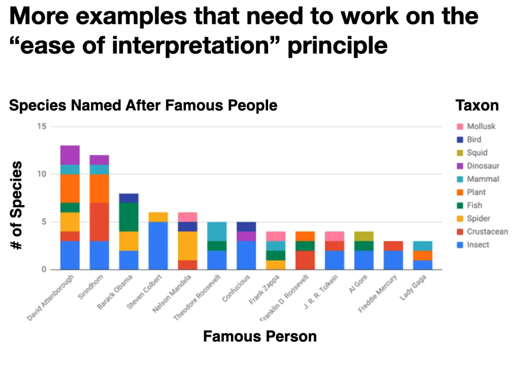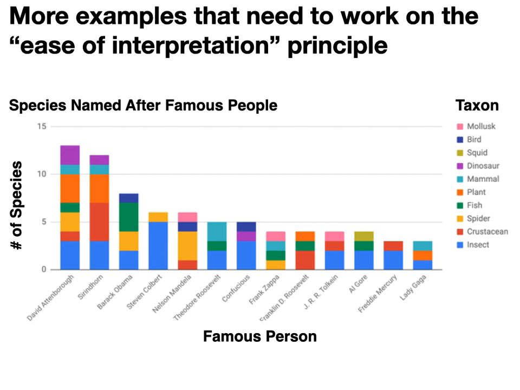Okay, so here's another example of a graph that needs to work on this ease of interpretation principle. This is a really interesting graph plotting species of animals and plants around the world that have been named after famous people. There are certain famous people that discoverers of species love to name things after. People like David Attenborough, Freddie Mercury, Lady Gaga has several species named after her.